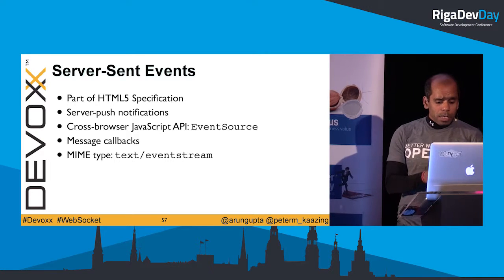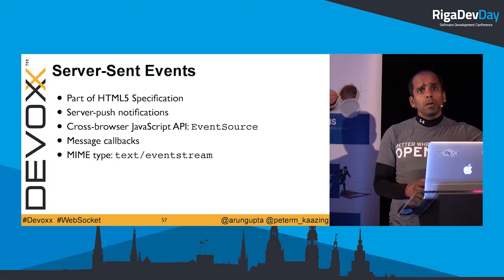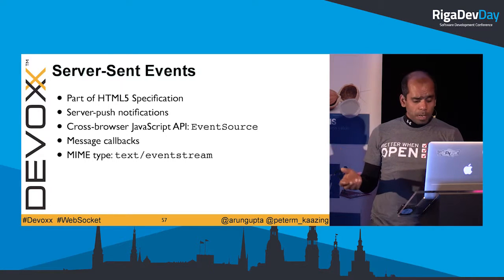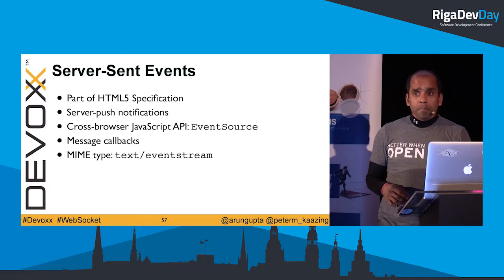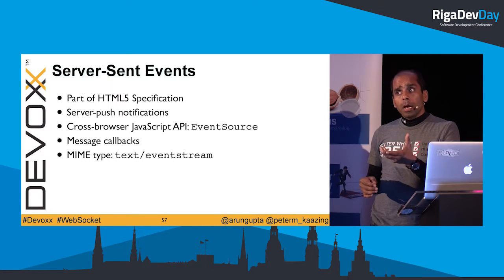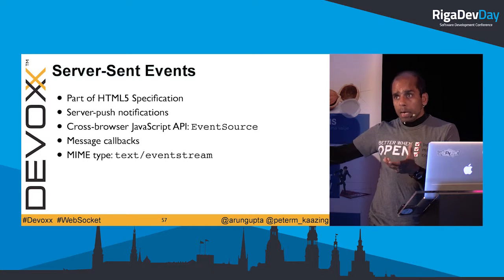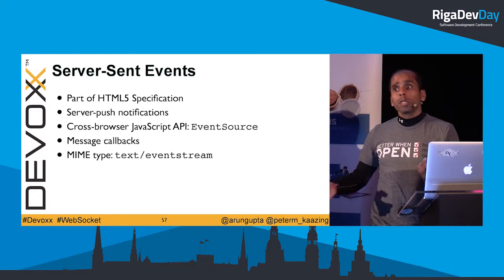So in that case, these are server push notifications. Just like your WebSocket, they have this EventSource JavaScript API, and they have their own message callbacks as well. Once you register that API, the server sent event endpoint on the server side is generating events which are following this particular MIME type.